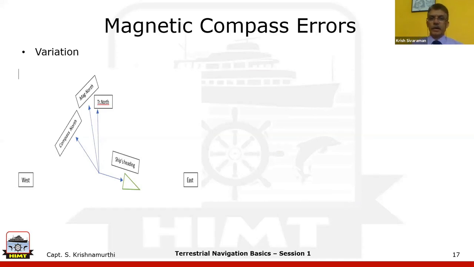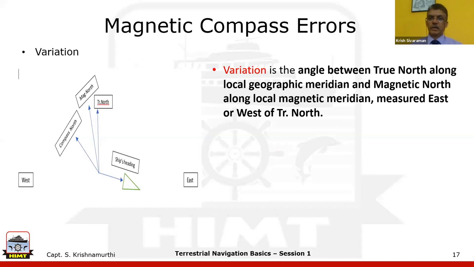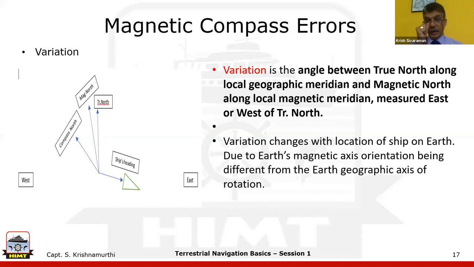Okay, we already understood the reason for this variation. It changes with the location of the ship on the Earth. This is because the magnetic axis and the Earth's geographical axis are at an angle to one another. Therefore, the magnetic meridians coming from the South Pole to the North Pole are not aligned to the geographic meridians. And that is the reason why you have variation. That clear? Yes, sir.